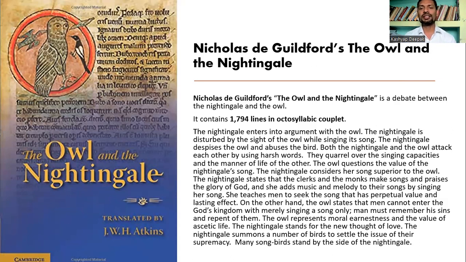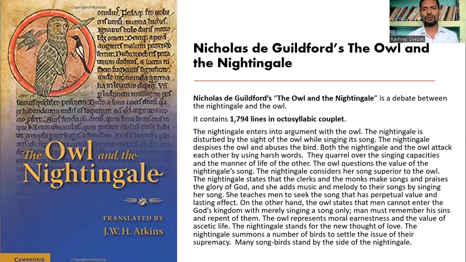If you look, the nightingale enters into an argument with the owl. The nightingale is disturbed by the sight of the owl while singing its song. Sometimes the nightingale is singing, and in front there was an owl, and she was disturbed by the sight. The nightingale despises the owl and abuses the bird, and then the owl abuses her back, and both attack each other using harsh words. You know, when two people start fighting, if they are not fighting by hands, then they start fighting by words, wrong words, dirty words, harsh words, slang, all are there. They quarrel over the singing capacity and the manner of life of each other.